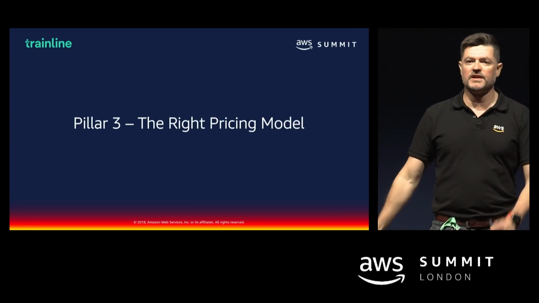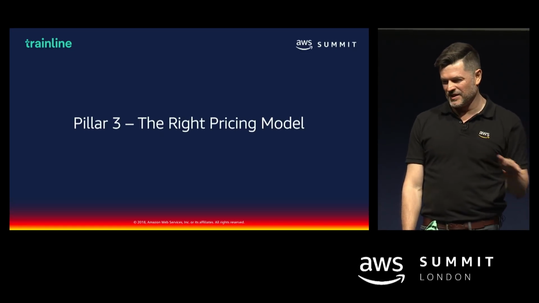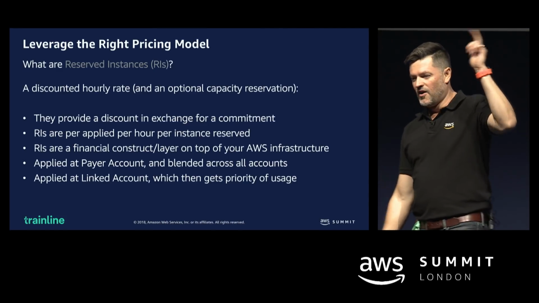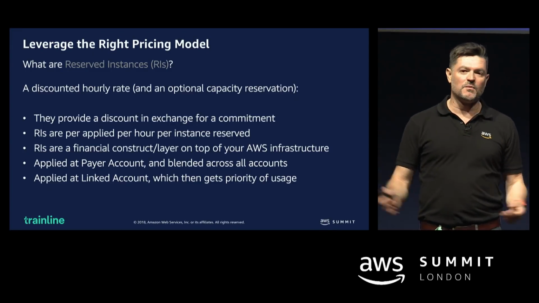Pillar 3, the right pricing model. This is where we get interesting. You're probably wondering, wait, cost optimization, reserved instances, when are we going to get there? Right now. What are reserved instances? Some of you have heard of them, some of you haven't heard of them.